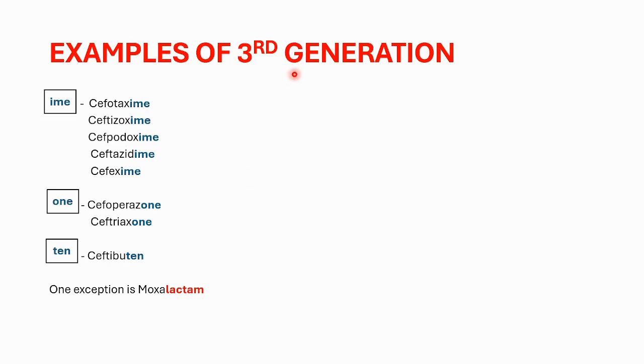So here are the examples of third generation cephalosporin. First, talking about the suffix IME: cefotaxime, ceftizoxime, cefpodoxime, ceftazidime and cefixime. All of these have the suffix IME and fall in third generation. Similarly with the suffix ONE, cefoperazone and ceftriaxone also fall in third generation. Talking about TEN, ceftibuten also falls in third generation, and one exception is moxalactam. So I hope the third generation is also clear.